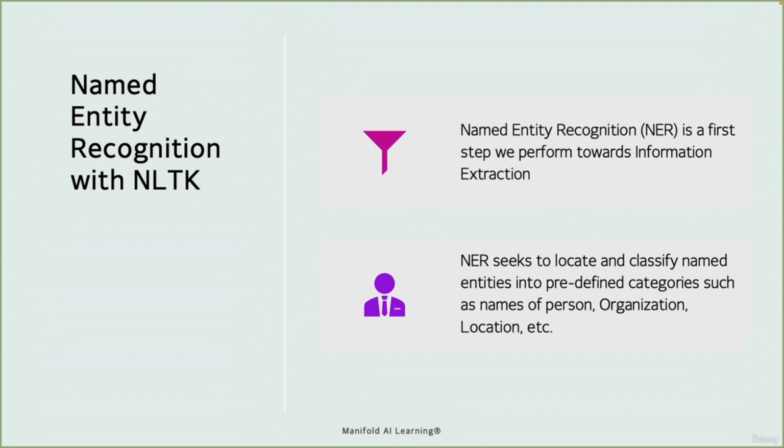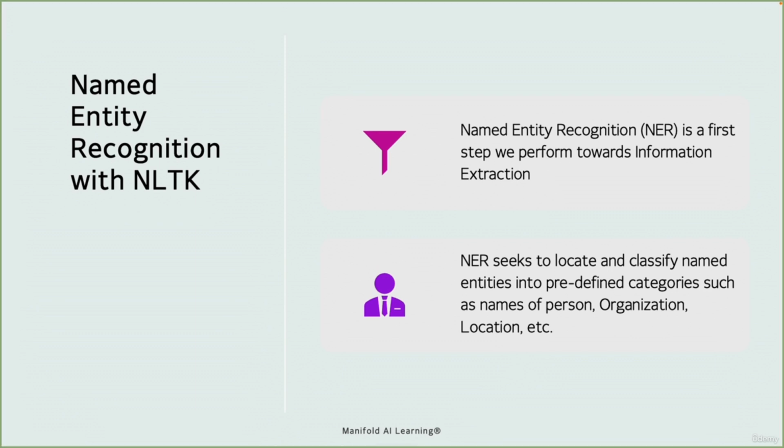So named entity recognition is the first step that we perform towards information extraction. That means extracting the important information from the dataset, that is, the text data. Here, in named entity recognition, we seek to locate and classify the named entities into predefined categories like the names of a person, organization, and location. Okay, so that's the core of named entity recognition. Some of the categories that we generally use are person, organization, location. Sometimes we also call it a place. Apart from that, we will be looking into other important things as per our requirement.